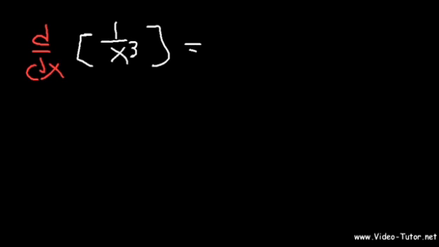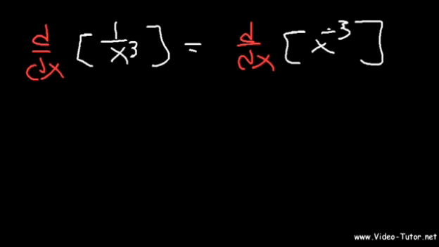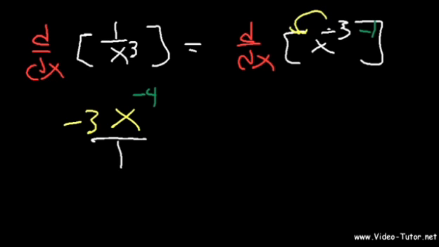Let's try another example. Let's differentiate 1 over x to the third power. So again, initially rewrite it. So this is the same as x to the negative 3. Then move the negative 3 to the front. So negative 3x, subtract negative 3 by 1, negative 4, and then bring the x to the bottom. So it's going to be negative 3 over x to the 4th.